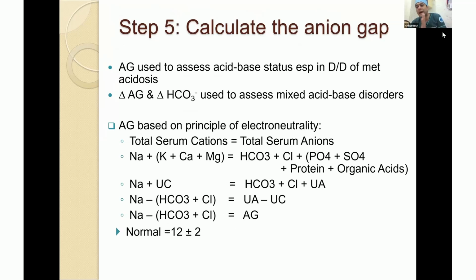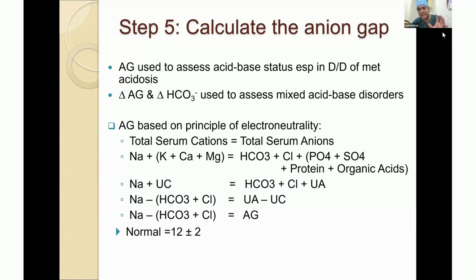So you should know the normal. Anion gap normal is 12 plus or minus 2. In most ABGs now, they do mention the value of the anion gap in the ABG itself. So at least you can tell your doctor that it is probably a high anion gap metabolic acidosis, if that value is high. So the doctor will be on high alert.